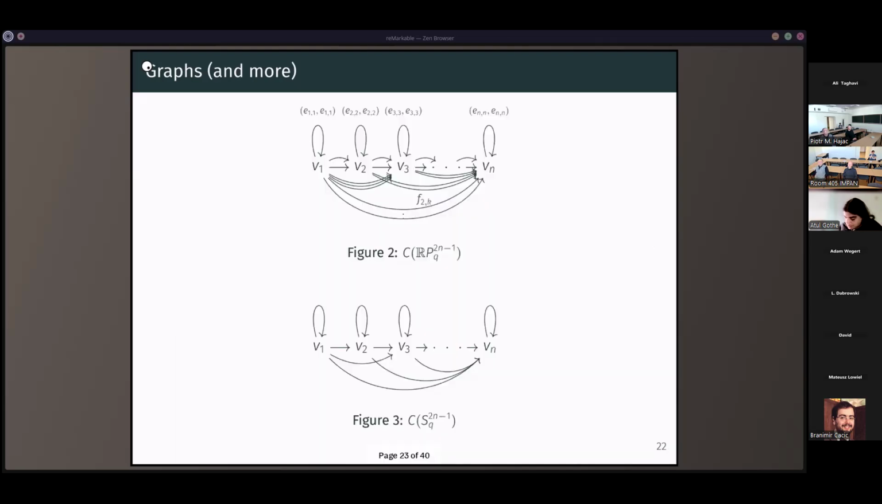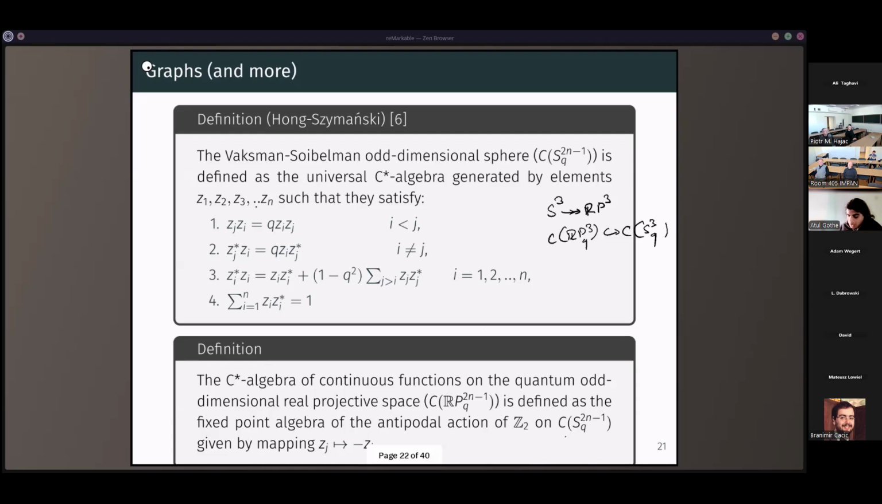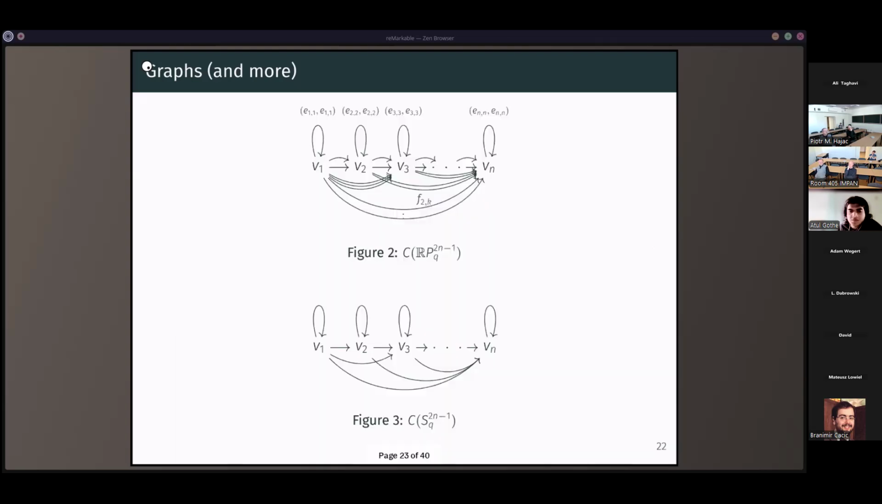These are odd dimensional spheres and projective spaces. A big advantage of them is that they are in fact graph C star algebras.